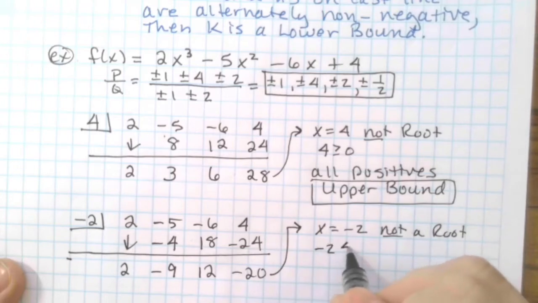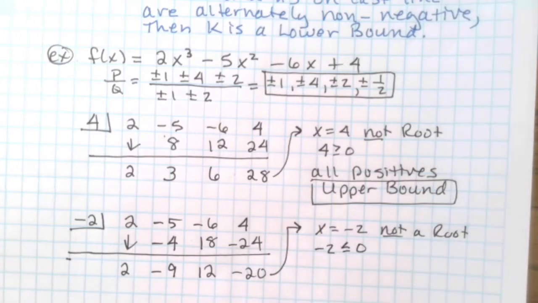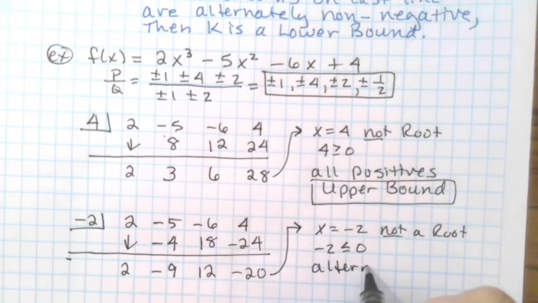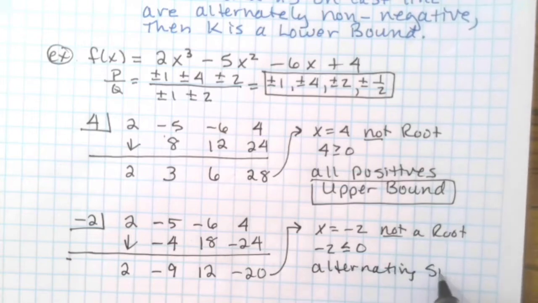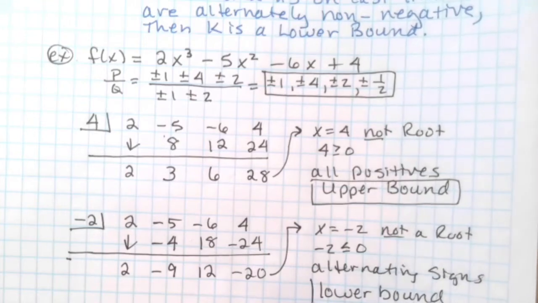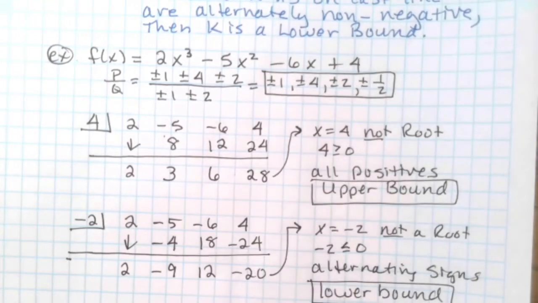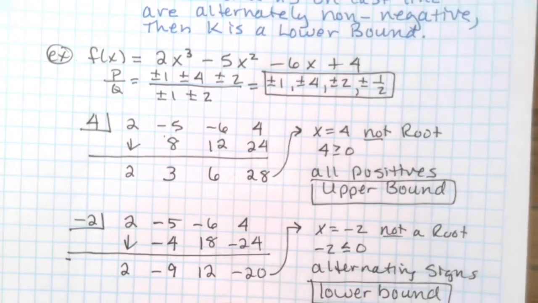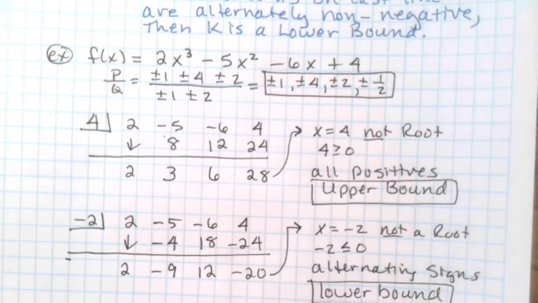-2 is definitely less than or equal to 0. And this alternates positive, negative, positive, negative. So it's alternating signs, which means -2 is a lower bound. Now in this case, what does that tell us? If -2 is a lower bound, then we know that -4 is not a root. We can pull that one off of our list.